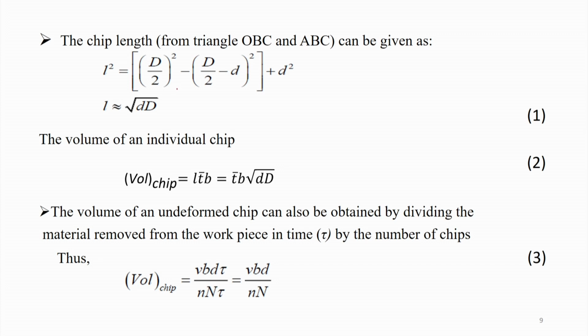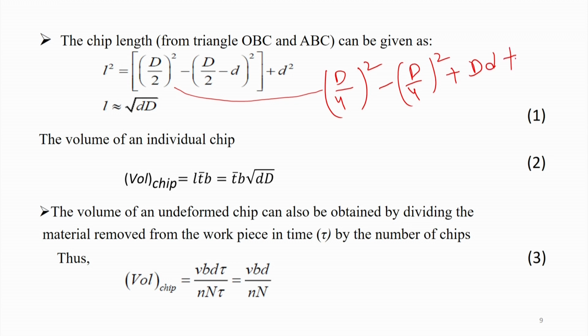Okay. Now, here also let me just see that it becomes D by 4 square, and this becomes minus again D by 4 square. So, this becomes minus, becomes plus dD, and plus it becomes D square minus D square, and that was minus D square, but this D square, this square cancels. So, this cancels. So, ultimately you are left with dD. So, L is under root dD.